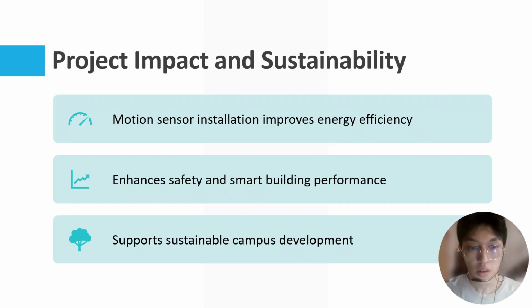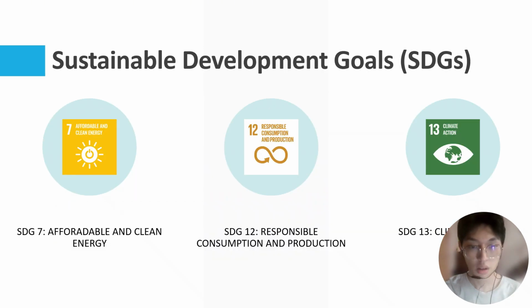Now, I will continue with the topic project impact and sustainability. The first impact of the project is that motion sensor installation improves energy efficiency. It also enhances safety and smart building performance while supporting sustainable campus development. This motion sensor installation project also achieves several sustainable development goals, which are SDG 7, affordable and clean energy, SDG 12, responsible consumption and production, and SDG 13, which is climate action.